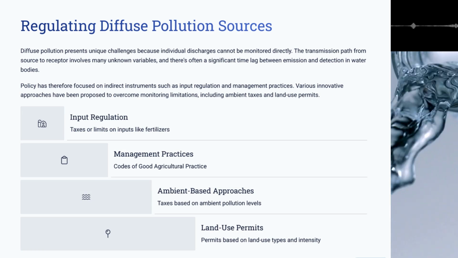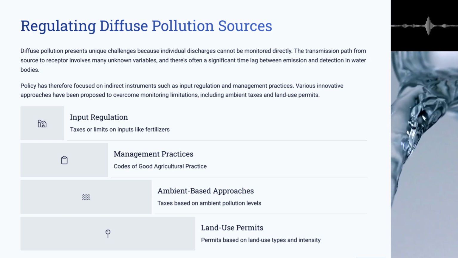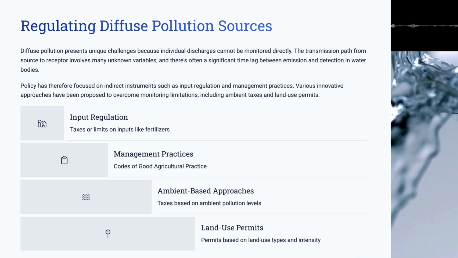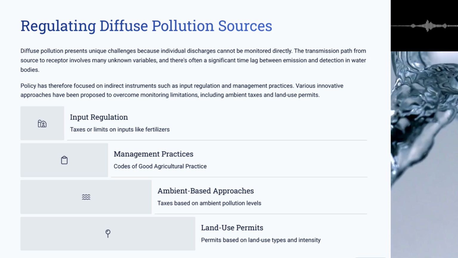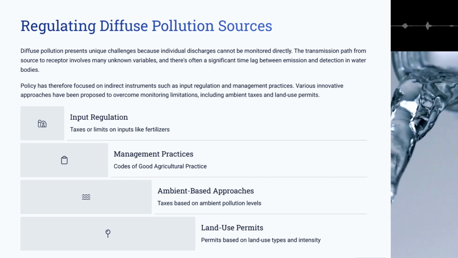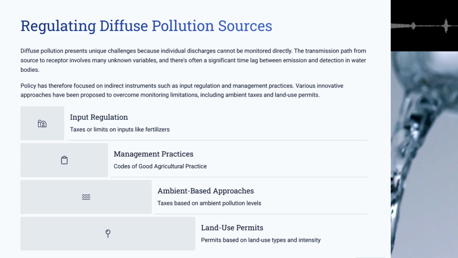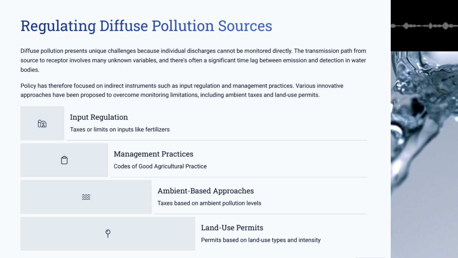Okay, finally, the research discusses trading between point and diffuse sources. For pollution that affects drinking water, seems logical, right? A factory could pay farmers to reduce their runoff instead of installing super expensive tech at their own plant. It sounds good in theory. But it hasn't been very successful in practice for protecting water supplies.